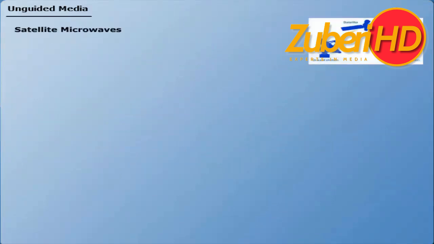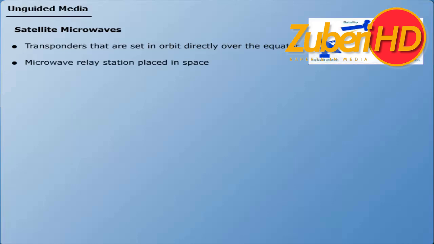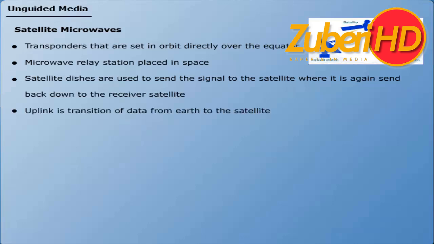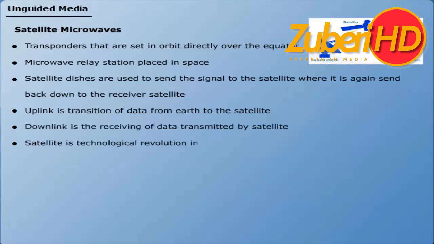Satellite microwaves. Satellites are transponders that are set in orbits directly over the equator. Communication satellites are microwave relay stations placed in space. Satellite dishes are used to send the signals to the satellite, where it is again sent back down to the receiver satellite. The uplink is the transmission of data from Earth to the satellite. The downlink is the receiving of data transmitted by the satellite. The communication satellite is a technological revolution in modern data communication.